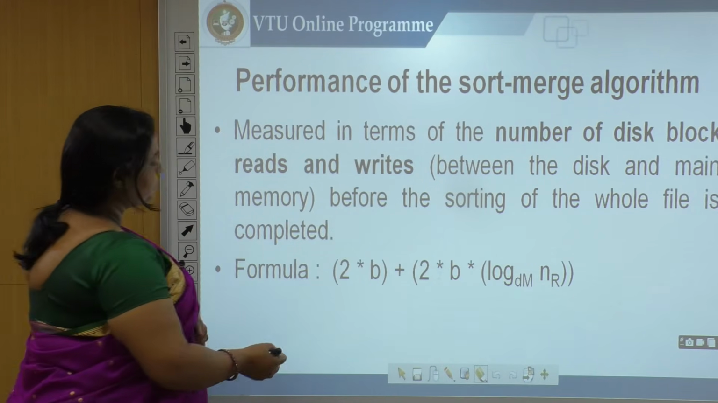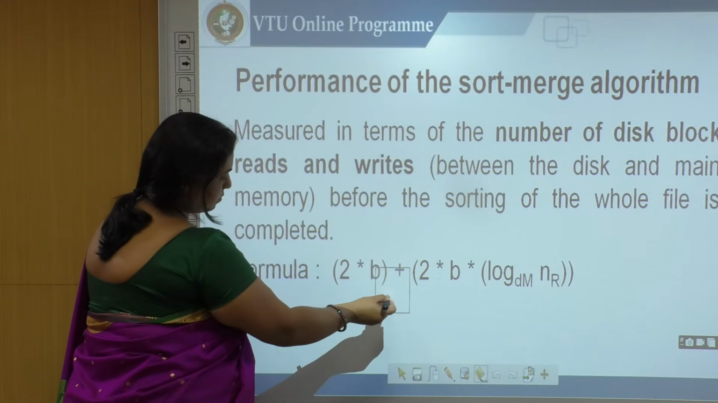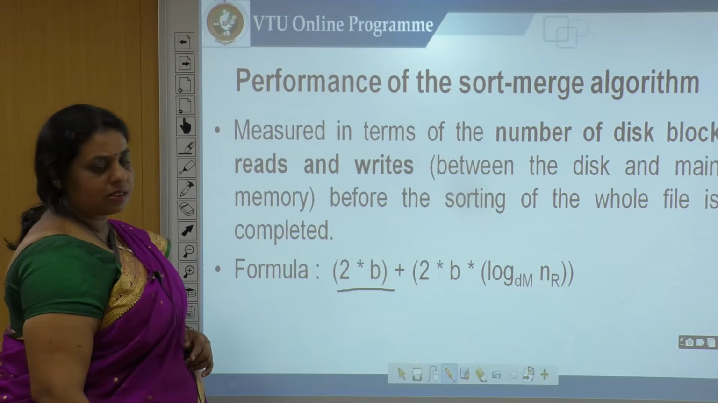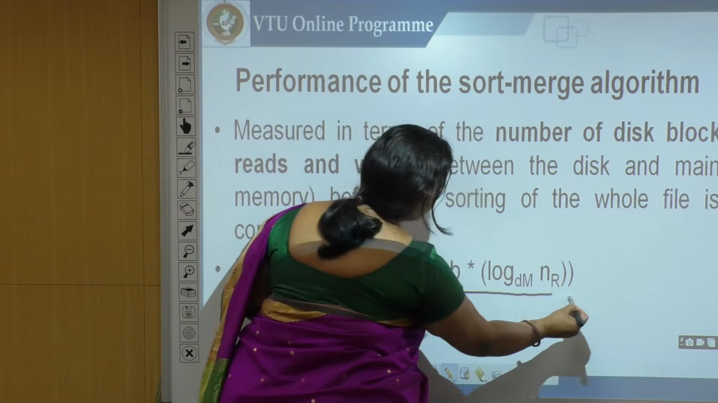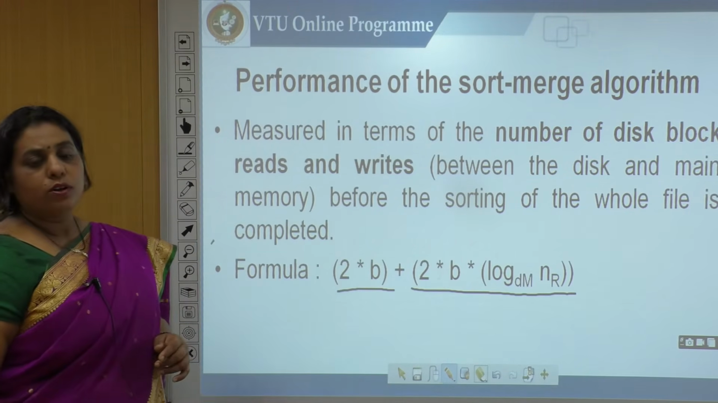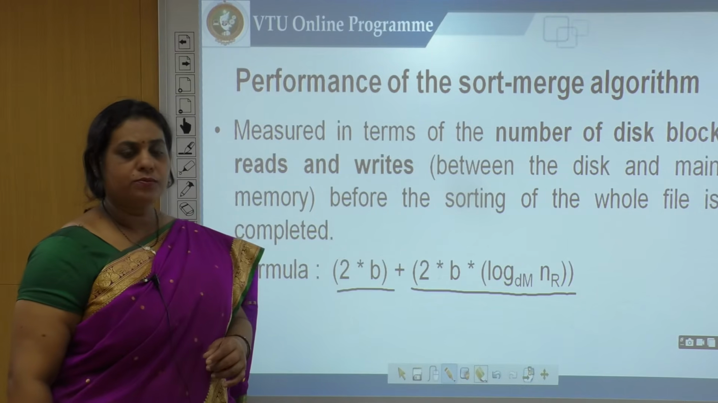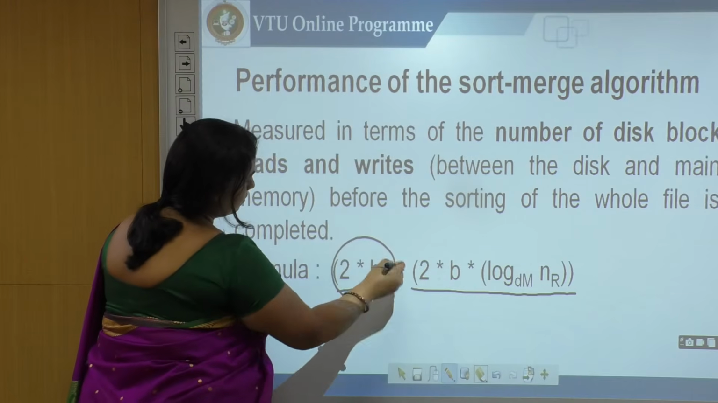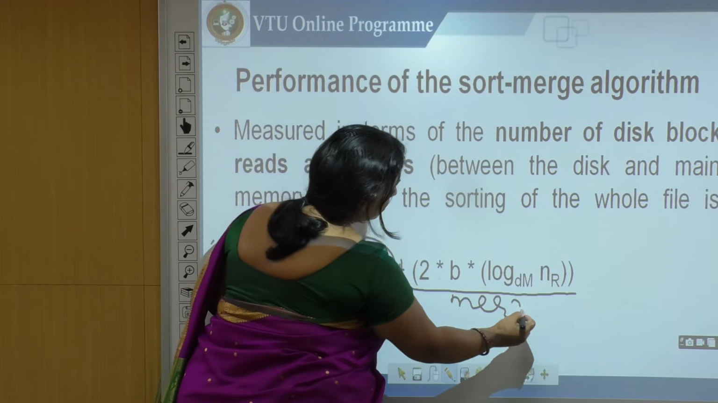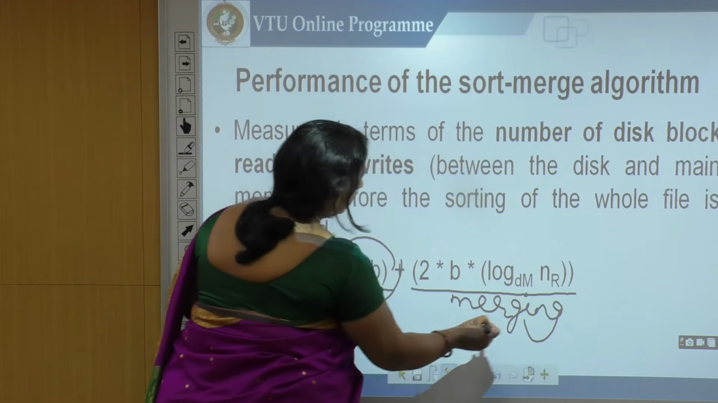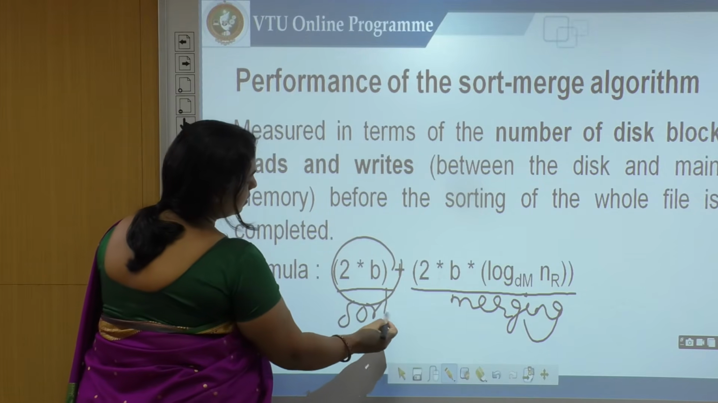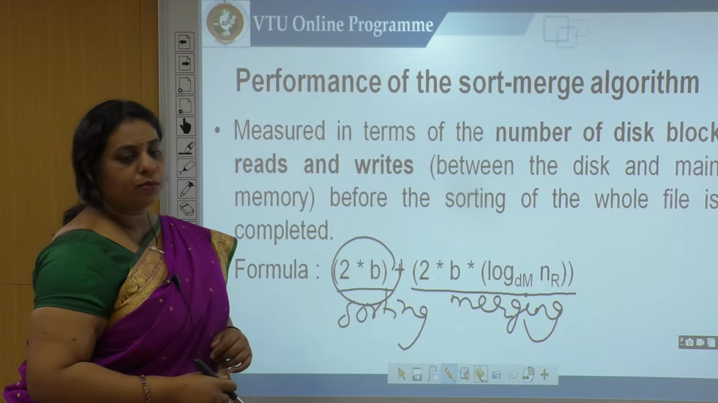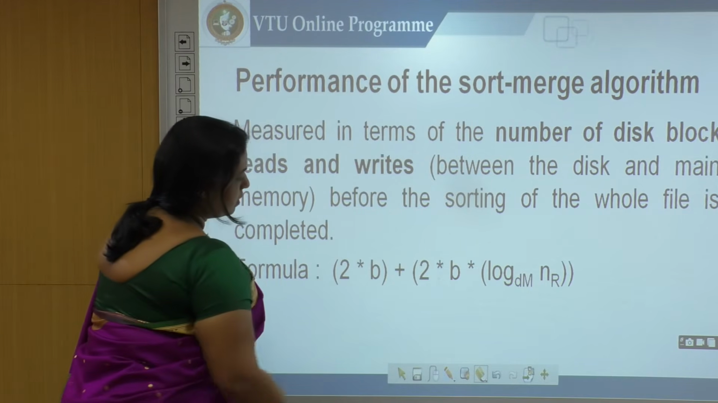So the formula is 2 into B plus 2 into B into log of the degree of merge of the number of runs. This is for sorting, this is for merging, right? This is for sorting, this is for merging. And when I add it, I get the complete performance here.